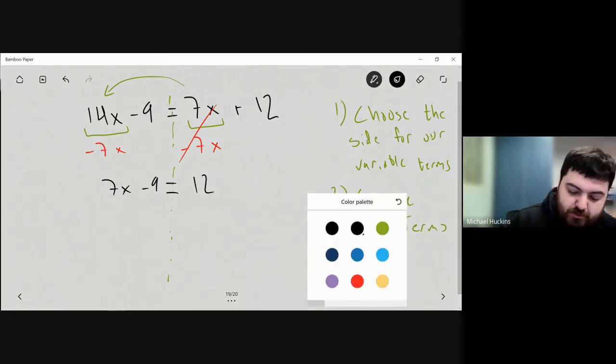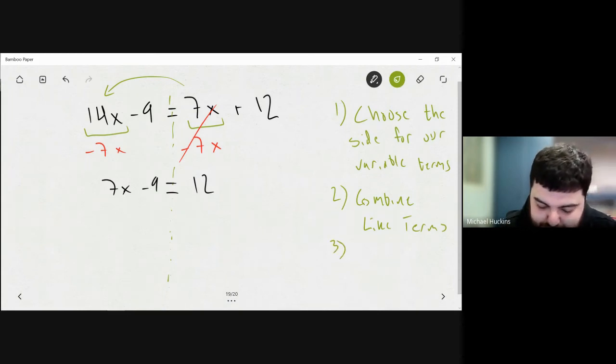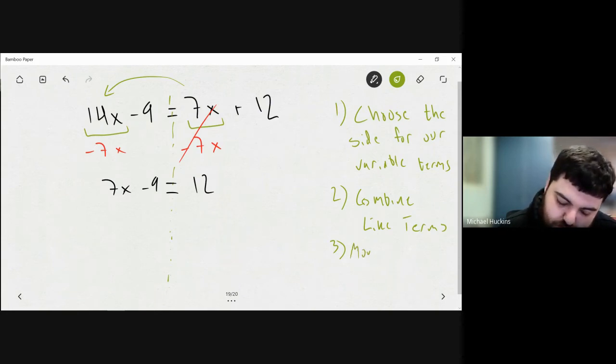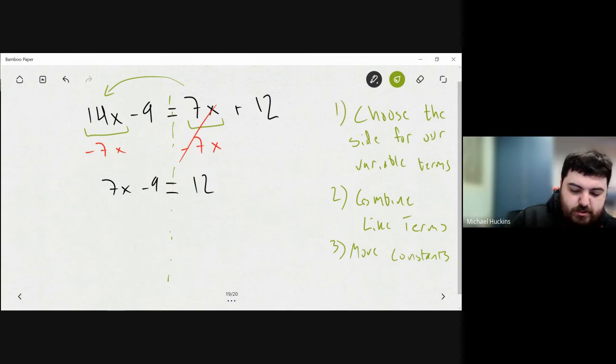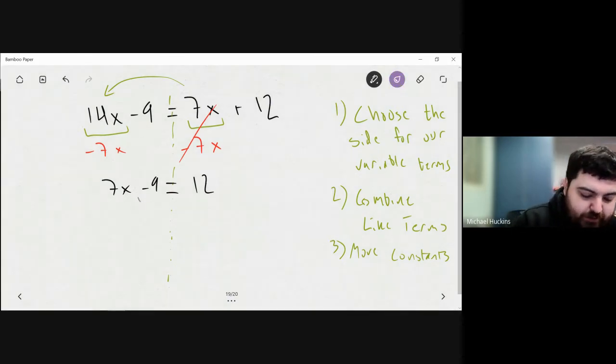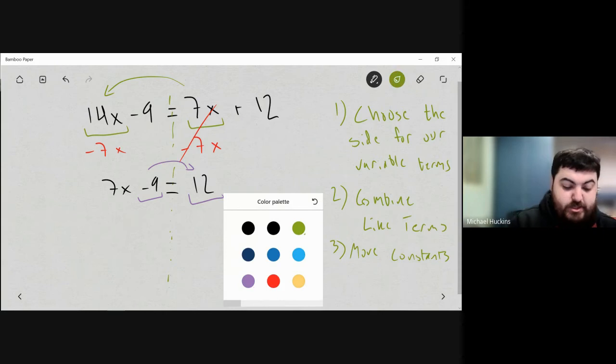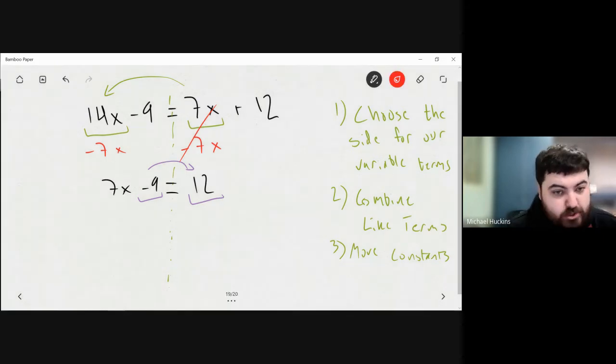This brings us to our third step, which is to move the constants to the other side. Move constants. So very similar to what happened before. I know I have two constant terms. I have a negative 9 here and a 12 here. I need to move the negative 9 to the other side of the equation. I can't just move it though. I have to use an algebra operation.